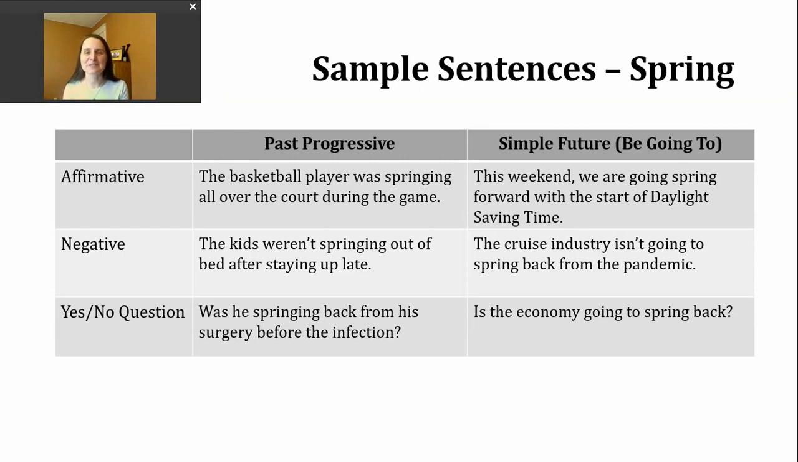To make our yes or no question, we want to start with a form of be in the present tense. That form is going to be whatever our subject is. And then we'll, again, follow the pattern of going to and then the base verb. Here's an example. Is the economy going to spring back? Is it going to recover?